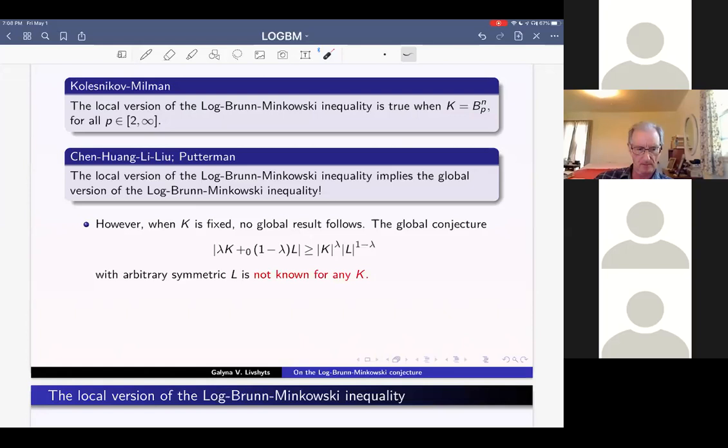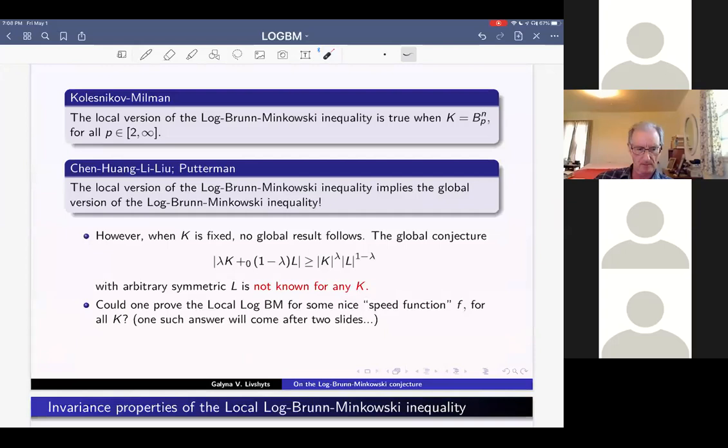And in view of that, in my opinion, it's interesting to try and check this local version of the Log-Brunn-Minkowski conjecture, not in this sense, for a ball or for an LP ball for all functions, but conversely, for some very special speed function for all bodies. So something like this I will soon say. In the meantime, let me mention invariances.